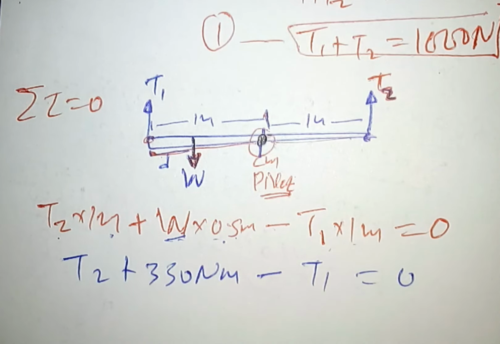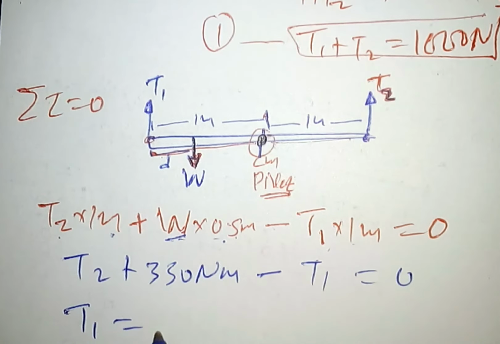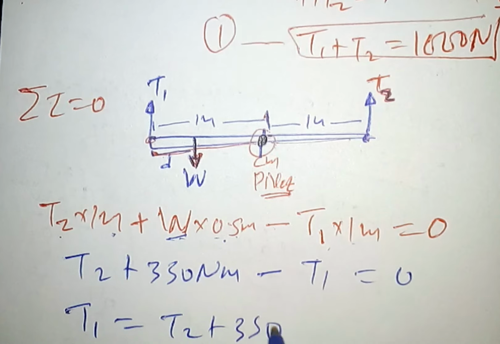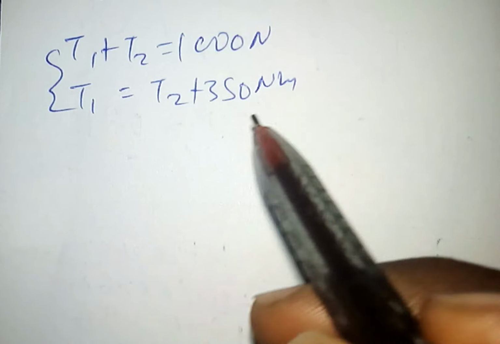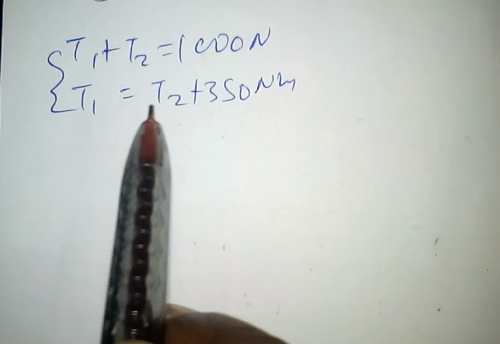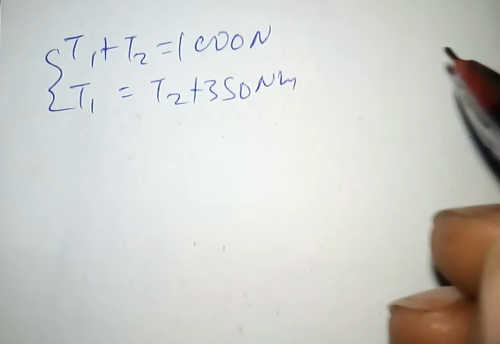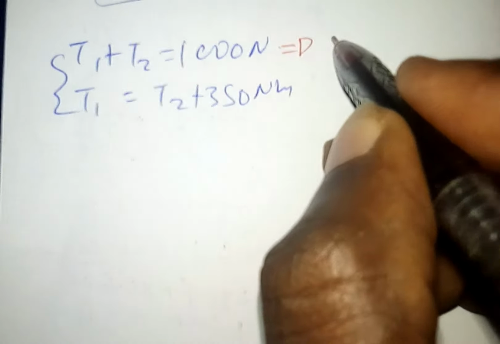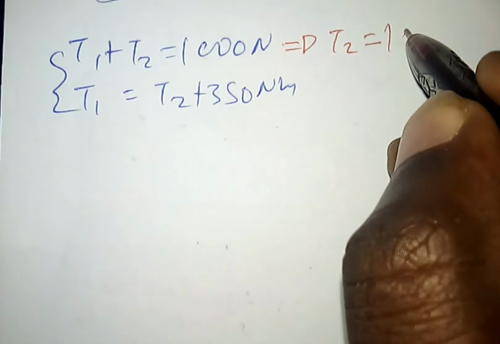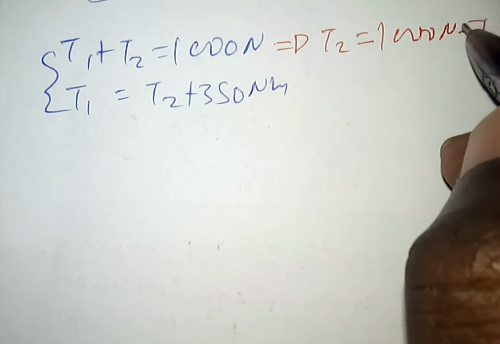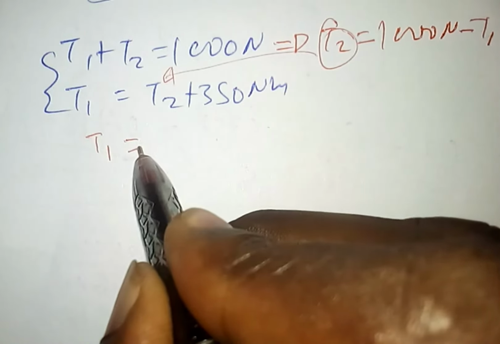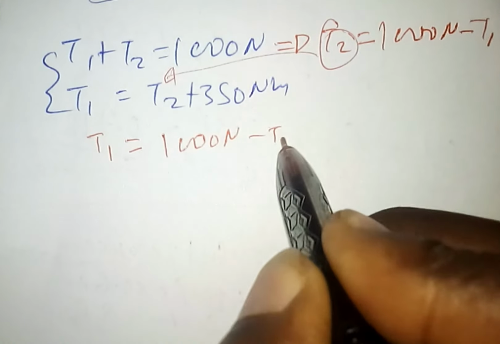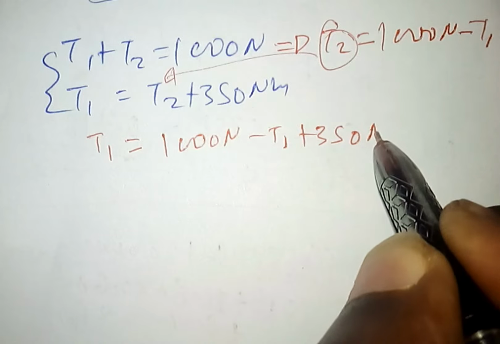If I rearrange this equation and solve for T1, T1 is equal to T2 plus 350 Newton meter. Take this as equation 2. So we have two equations: T1 plus T2 is 1000 Newton, and T1 is equal to T2 plus 350 Newton. From the first equation I can find T2: T2 is equal to 1000 Newton minus T1. Substituting this into the second equation, I get T1 equal to 1000 Newton minus T1 plus 350 Newton meter.